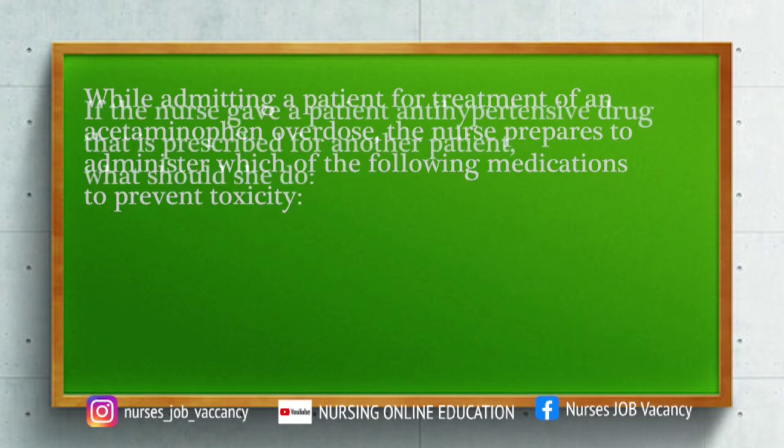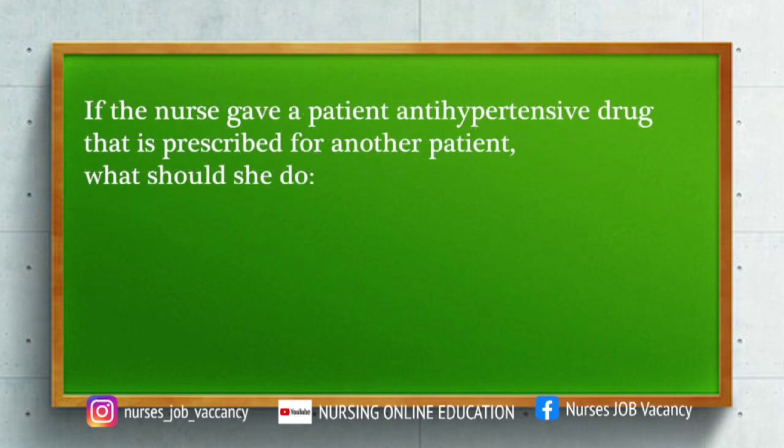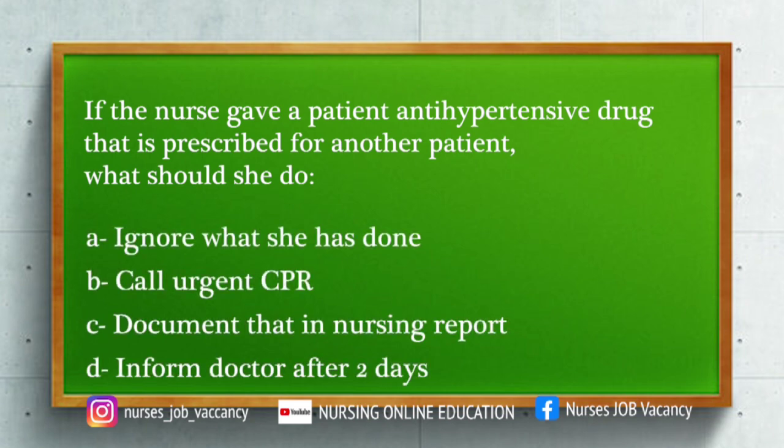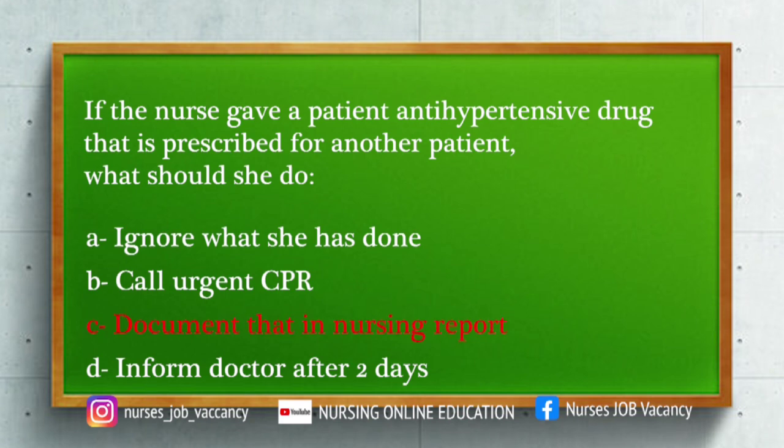Next question. If the nurse gave a patient an antihypertensive drug that is prescribed for another patient, what should she do? A. Ignore what she has done. B. Call urgent CPR. C. Document that in nursing report. D. Inform doctor after 2 days. The right answer is C. Document that in nursing report.